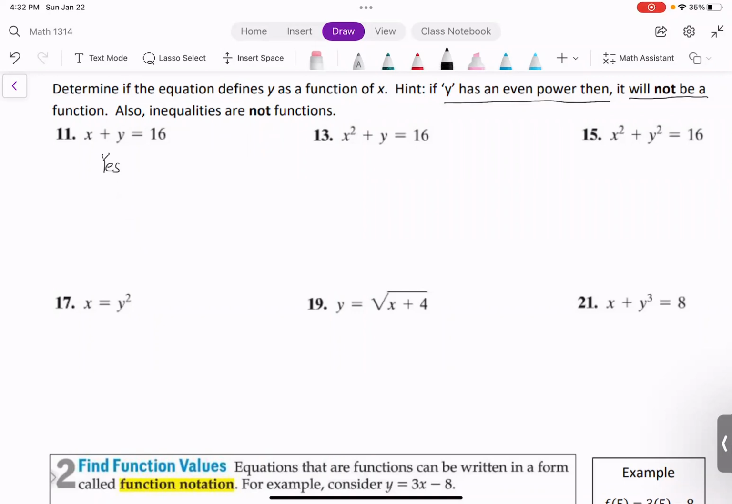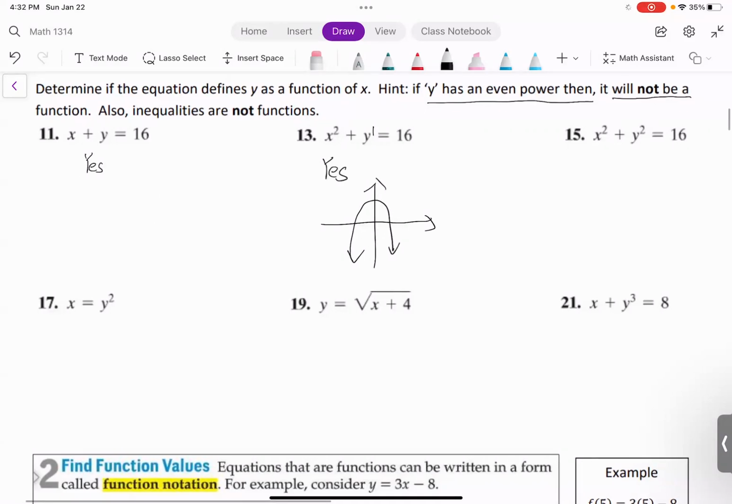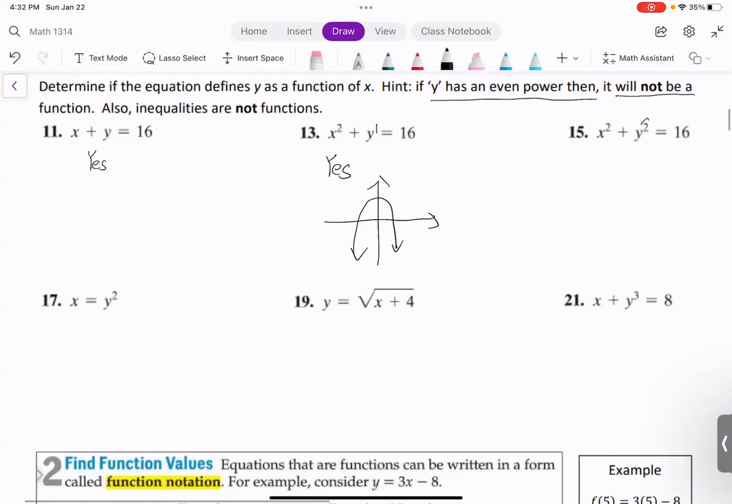Next example, number 13. The y's power is 1. That means yes, it is a function. And the graph of this function is a parabola that is concave downward. Next example, is this a function? No, the power for y is an even number. Even numbers mean 2, 4, 6, -2, -4, -6. They are all even numbers.